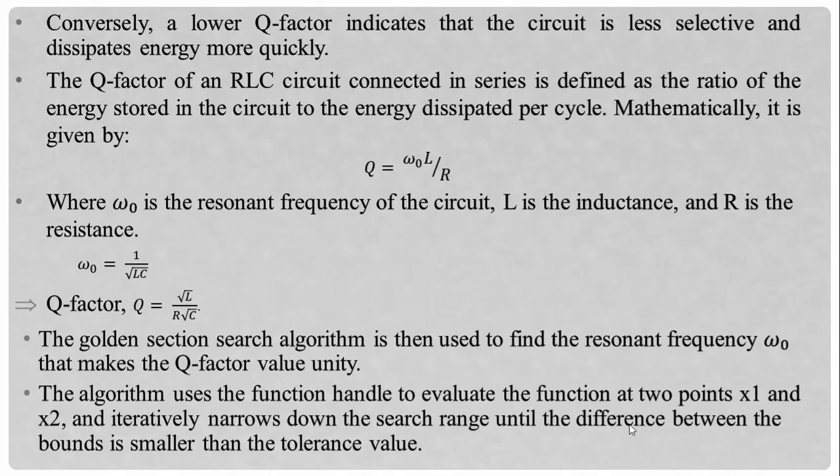If there is a lower Q factor, it is less selective, which means a larger range of frequencies will be allowed at once, and there will be interference of frequencies. The energy will be more dissipated.